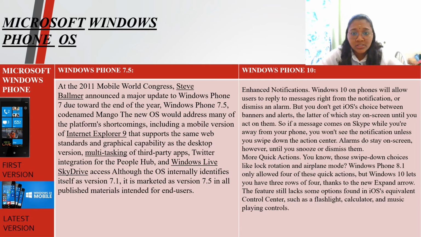In-app notifications. Windows 10 on phones will allow users to reply to a message right from the notification or dismiss an alarm. But you don't get iOS's choice between banners and alerts, the latter of which stay on screen until you act on them. So if a message comes in on Skype while you are away from your phone, you won't see the notification unless you swipe down the action center. Alarms do stay on screen, however, until you snooze or dismiss them.